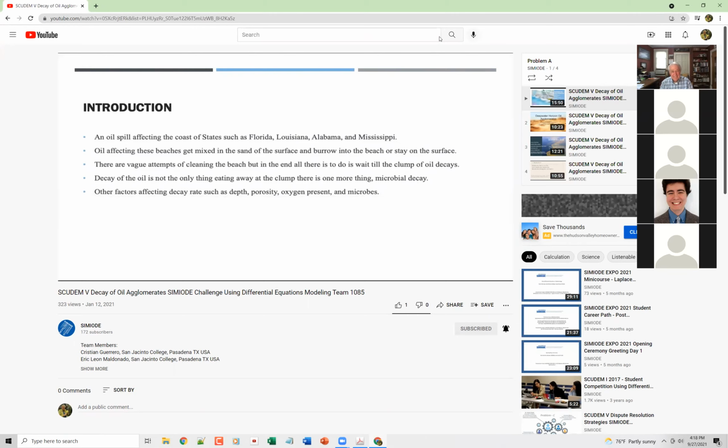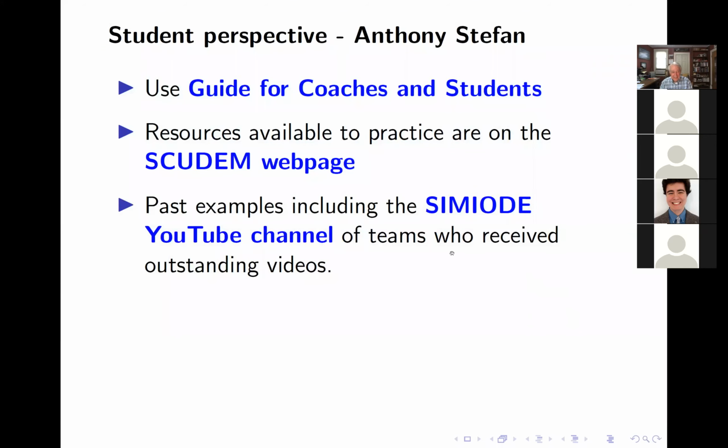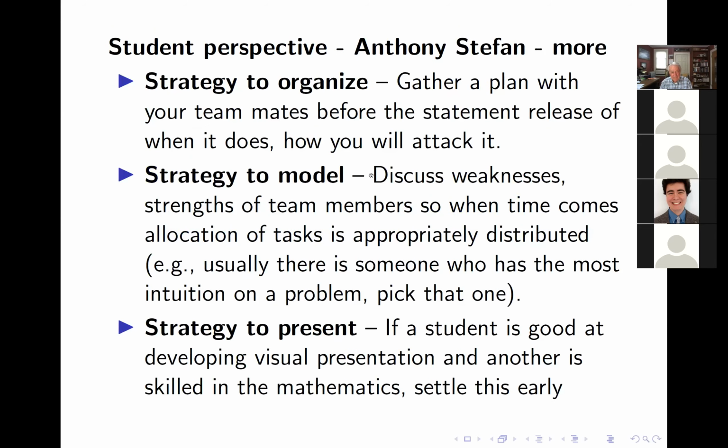And then also back onto the presentation here, the slides, just generally, there's two other types of advice that I recommend for students prior to the challenge period. The one is to get a strategy to organize how you're going to go about organizing the way that you will attack the problem.